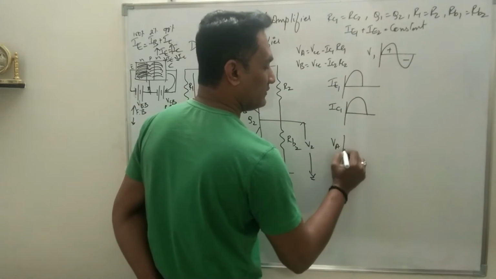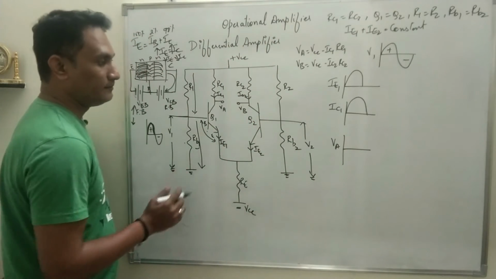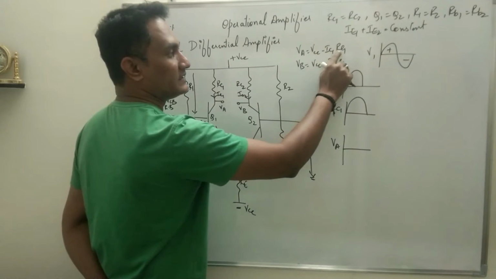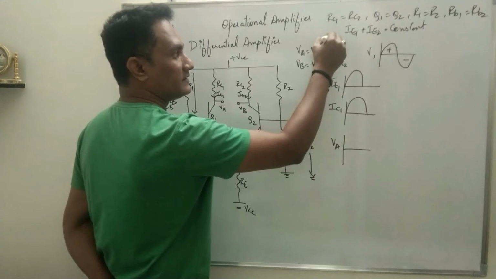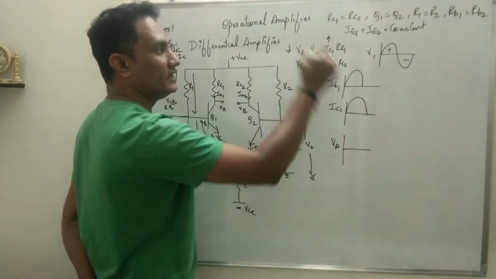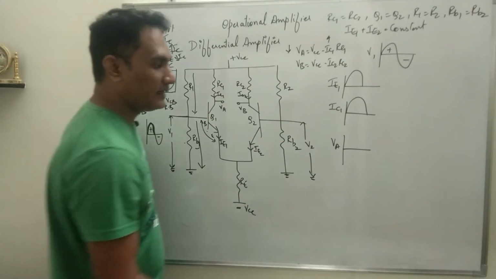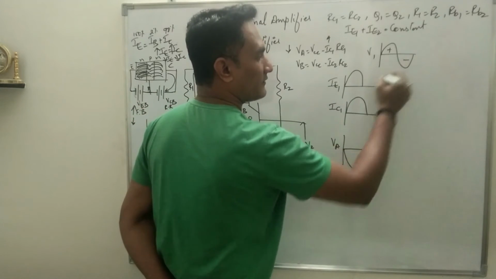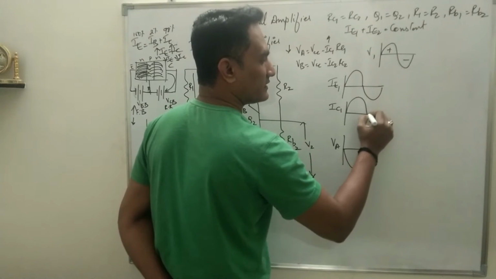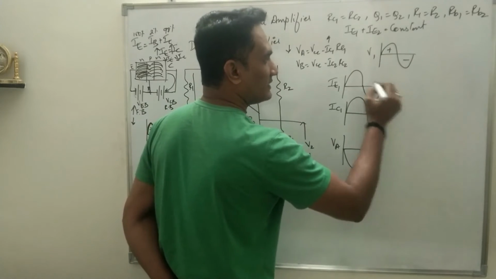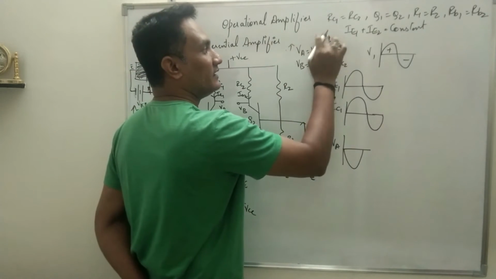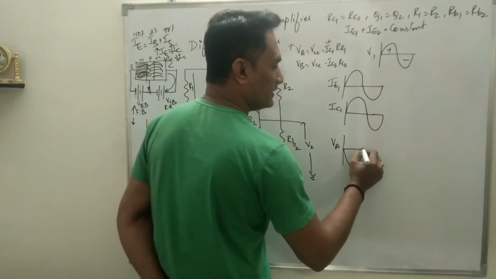And if IC1 increases, you see what is the equation for VA? VA equals VCC minus IC1 into RC1. VCC and RC1 are constant. If IC1 increases, VA decreases, right? VA will decrease. Similarly, during the negative half cycle, IE1 decreases, therefore IC1 decreases, and if IC1 decreases, VA will increase.